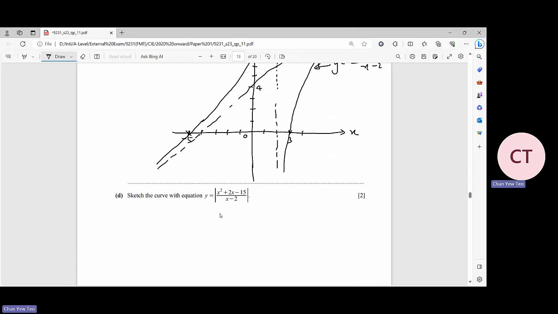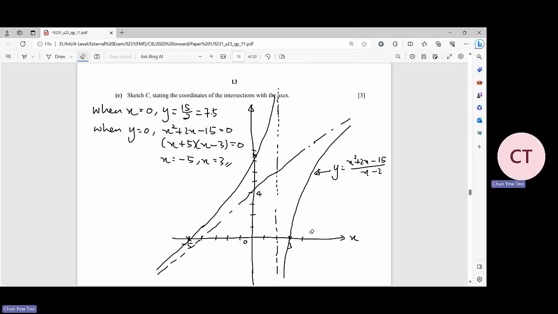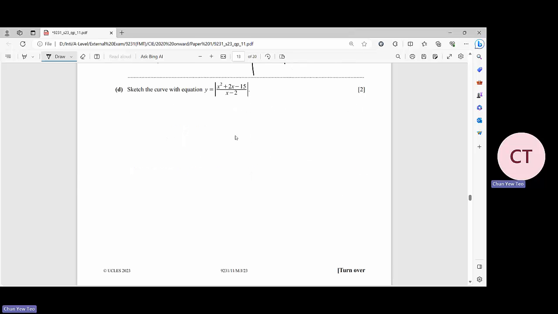Now part D, they want you to find the modulus. So in order to do the modulus, just do a reflection. That means this portion will reflect, and this portion will also reflect. Okay, but we need to draw it in a separate graph. So just make sure you draw it properly. Okay, so let me draw again. Now over here, just the modulus only, with a proper scale.